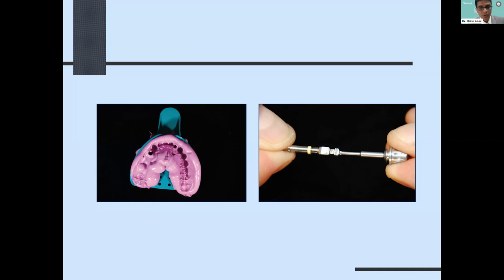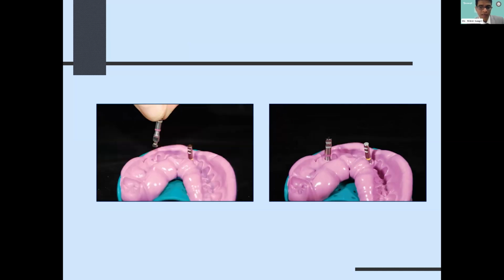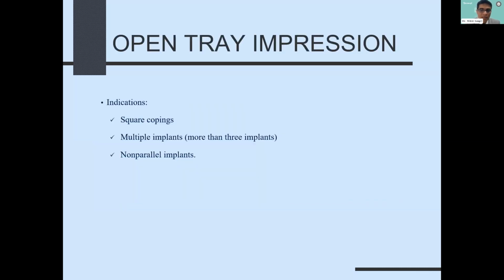The details as well as the accuracy are very important. This is how the impression looks. This is how you place it back into that yellow comfort coping cap. It can go only in a particular direction because of the geometrical design. It will either have a hex or a flat surface which gets oriented. Now this easily allows you to transfer the information of the implant position to the lab technician.